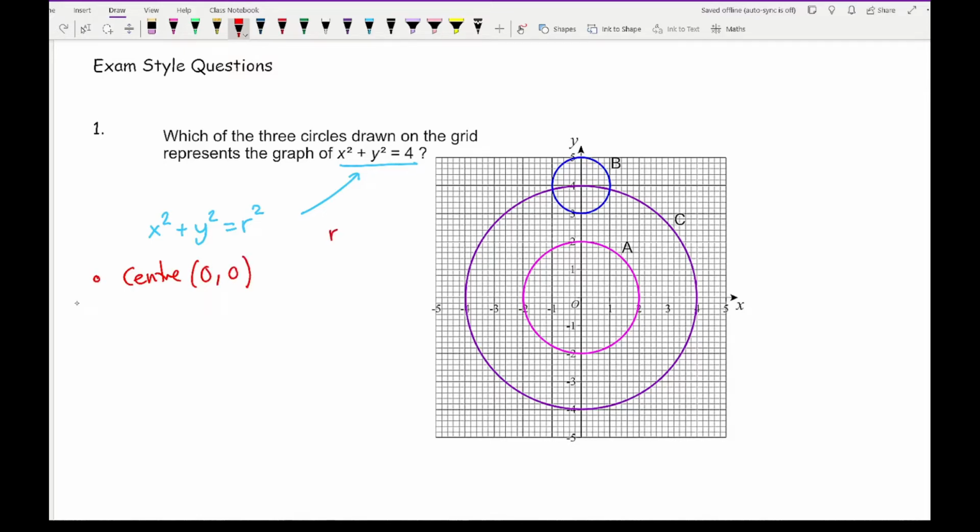Now looking at this, we know that r squared equals 4, so r equals 2. Now the reason why I'm not going to write plus or minus is because r represents length and you can't have negative length. So here the radius will always be the positive number. So I'm looking for a circle with center of 0, 0, where the center of the circle is at the origin with a radius of 2. So which circle here has a center of 0? Well, there's two circles. It's either going to be A or C, but has a radius of 2, and that's going to be A.